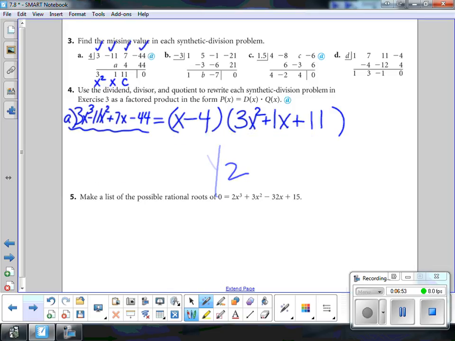Finally, number 5, you need to list the possible rational roots. That involves making a list of your p's, your q's, and your p over q's. If you want to look back in your notes at page 34 for that, you can. There's also an example in the book that you could take a look at. It should be example B from section 7.8. I'll leave that one up to you to finish, and we'll talk about it in class.